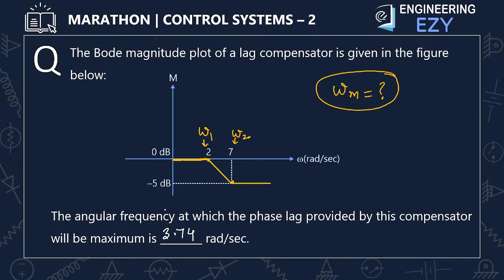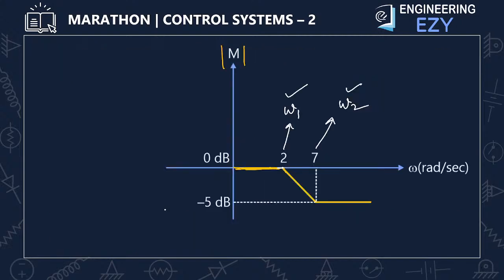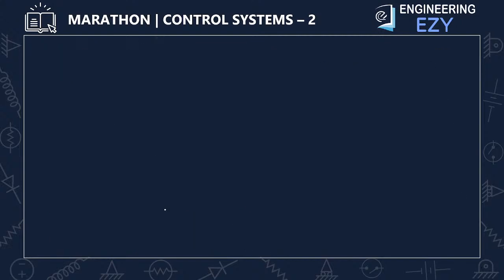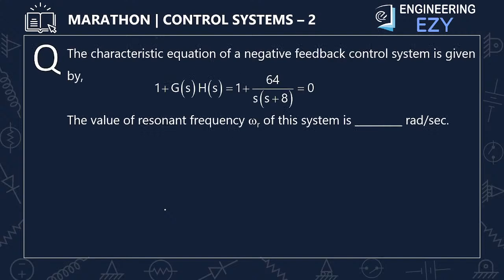Now moving to the next question. Try to give the answer of this question. This question is related to the resonant frequency. The characteristic equation of a negative feedback system is given as 1 plus G(s)H(s) = 1 plus 64 upon s into (s plus 8) equal to 0. So you have to calculate the resonant frequency omega. What is the resonant frequency?